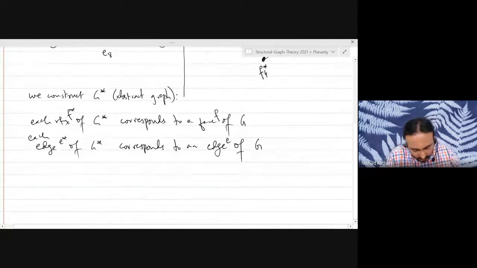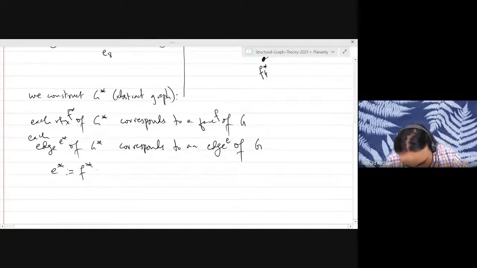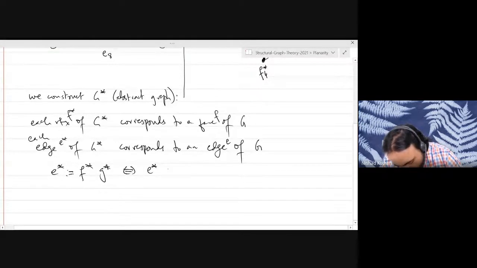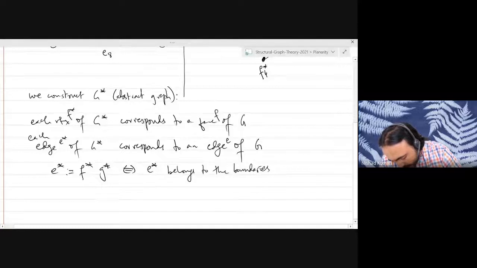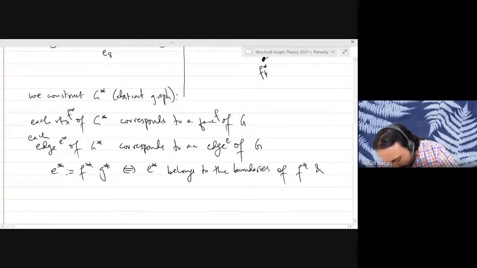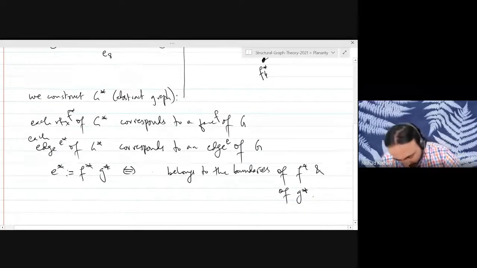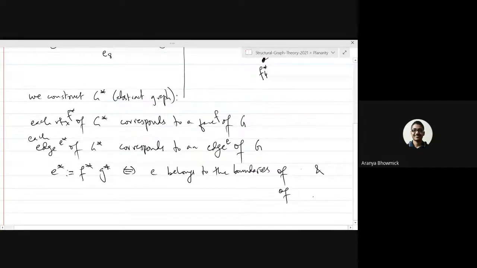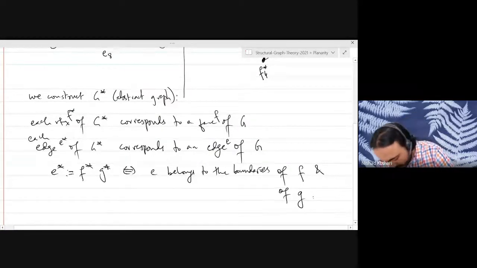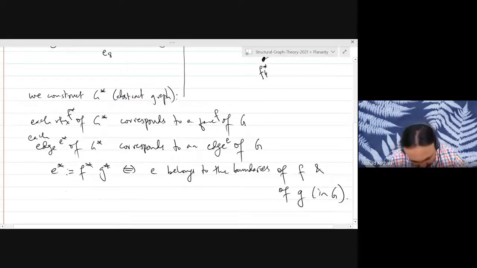Okay. So the edge E star joins F star and G star if and only if E belongs to the boundaries of F and G. Sir, I think it would be E belongs to the boundaries of F and G. Yeah, you're right, in the original graph G. Okay. So this is in G star.